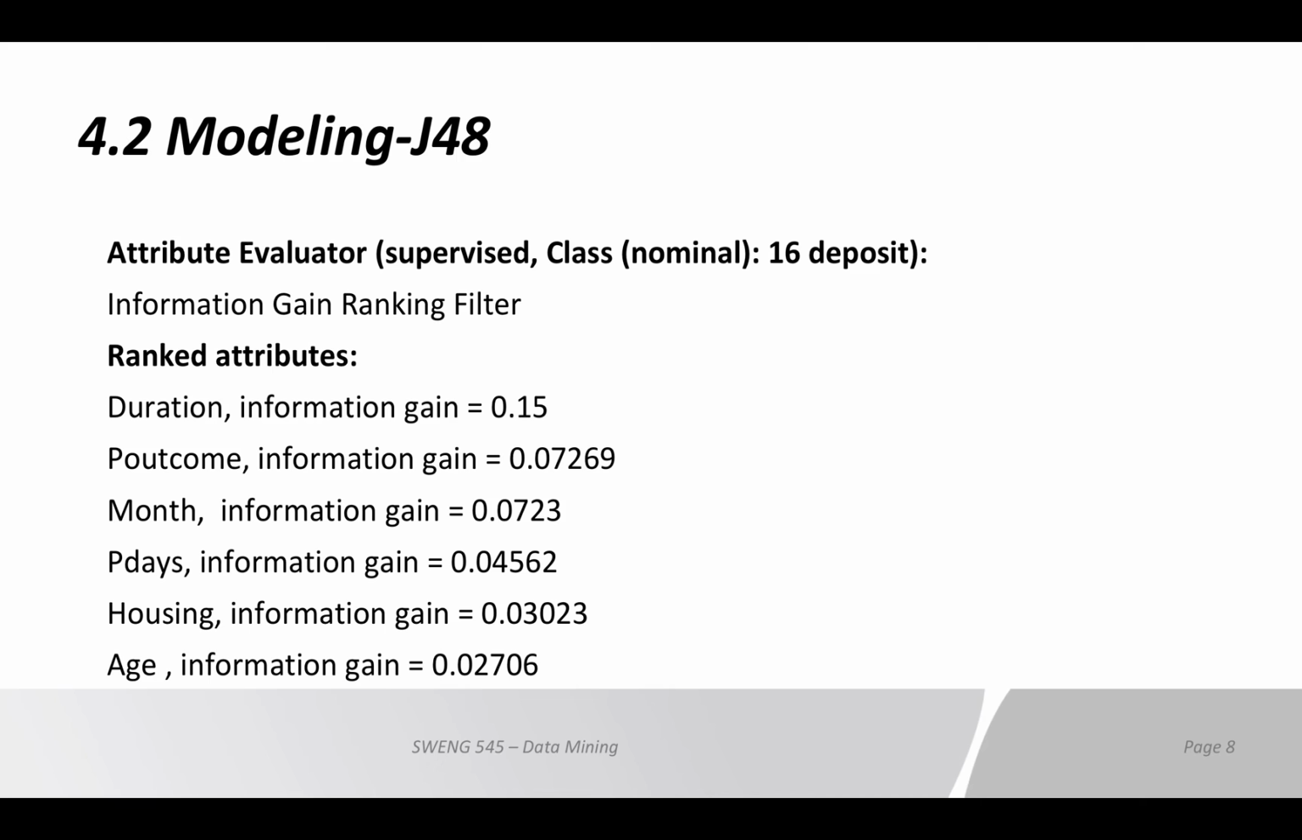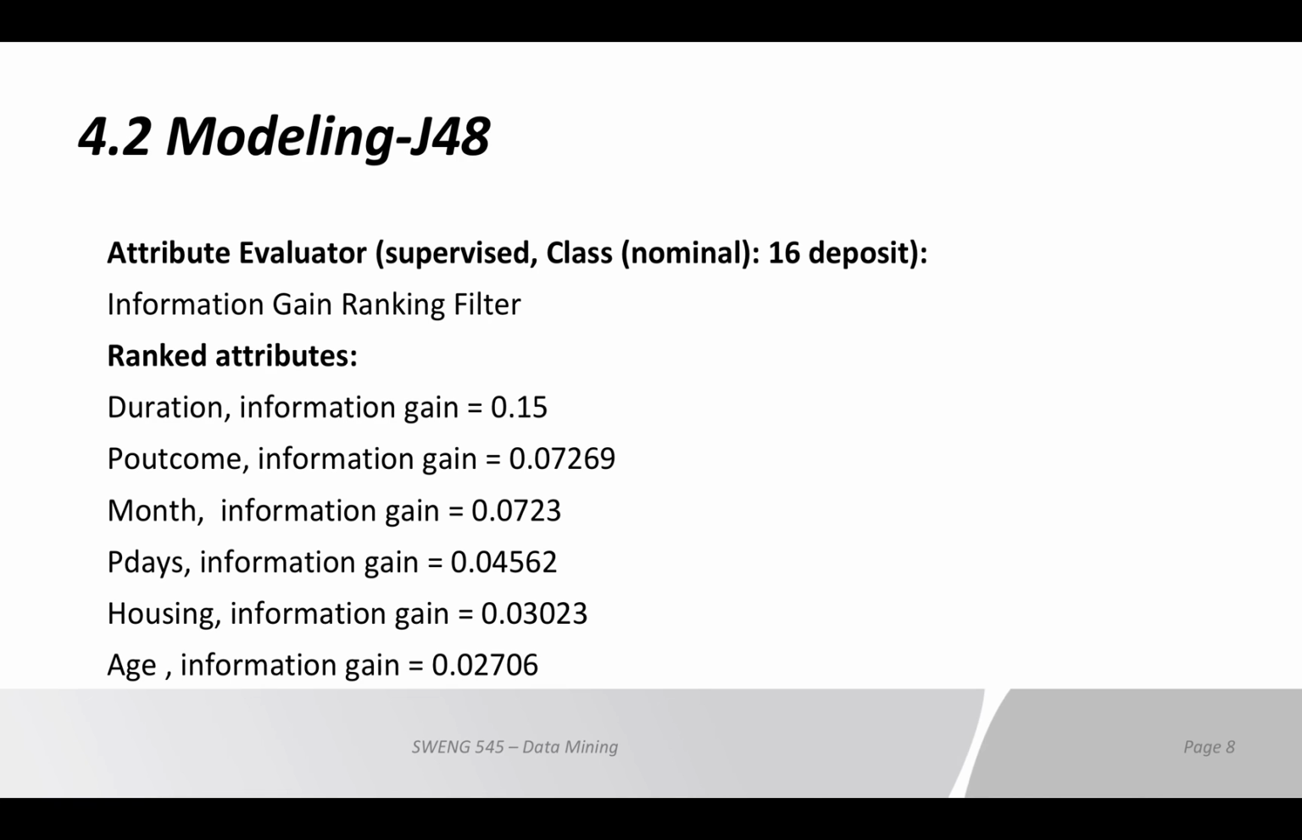The second method we are using is the decision tree. We use J48. At first, we select the attributes by using an information gain ranking filter. The first attribute to split on is duration, which is the duration of the call the last time the customer was contacted. This filter selects attributes by considering the largest information gain. Here we can see that the first is duration with an information gain of 0.15, the second is p outcome, the third is month, the fourth is p days. Actually, we rank all the attributes in our report.